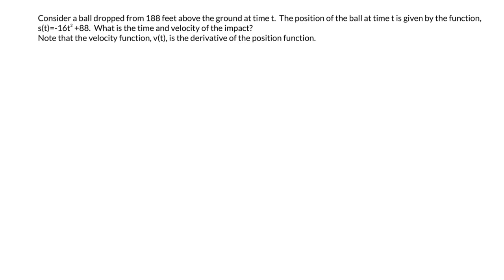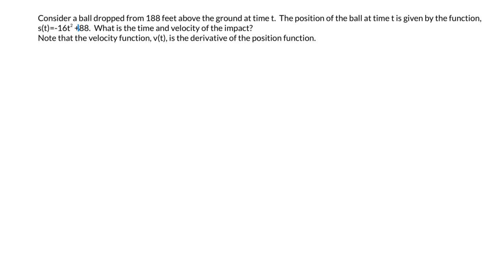Our last example comes from page 33 of your course notes. It says, consider a ball dropped from 188 feet above the ground at time t. The position of the ball at time t is given by the function, there's a typo here, s of t equals negative 16t squared plus 188. What is the time and velocity of the impact? Note that the velocity function v of t is the derivative of the position function.